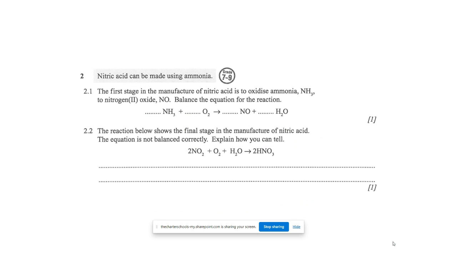The first stage in the manufacture of nitric acid is to oxidize ammonia, NH3, to nitrogen oxide, NO. Balance the equation for the reaction. You're going to start by balancing the hydrogen. You have 3 on the left, only 2 on the right, so you need a factor 2 on the left. So 2NH3 goes to 3H2O to give you 6 hydrogen.